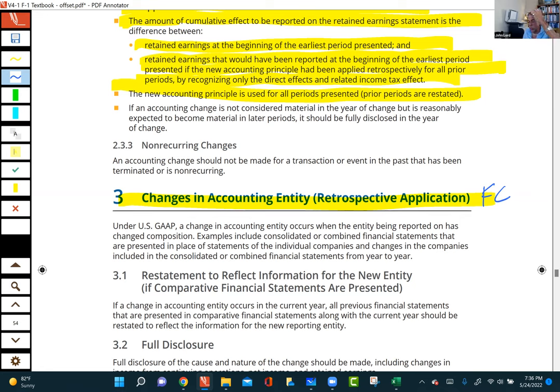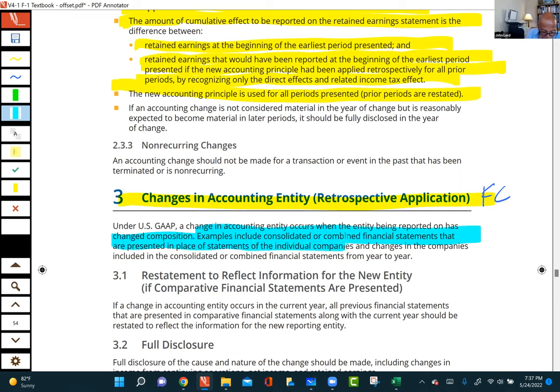Okay. So the rule, they call it retrospective application, but the rule is what? Any prior periods presented have to be restated to show what it would have looked like had you consolidated in a previous year. That's what we call change in accounting entity. Examples include, and really this is what they're talking about, consolidated or combined statements that are presented in place of statements of individual companies.